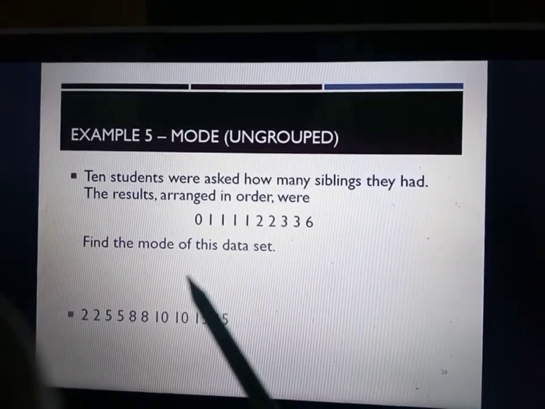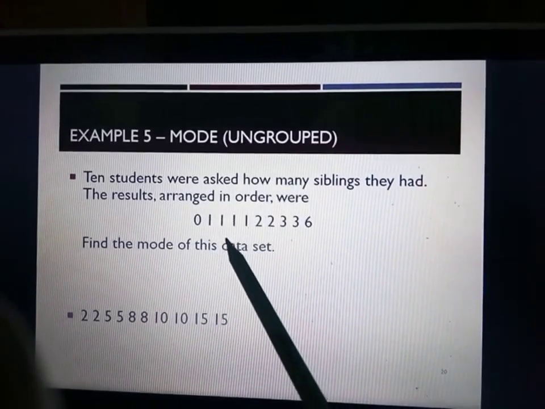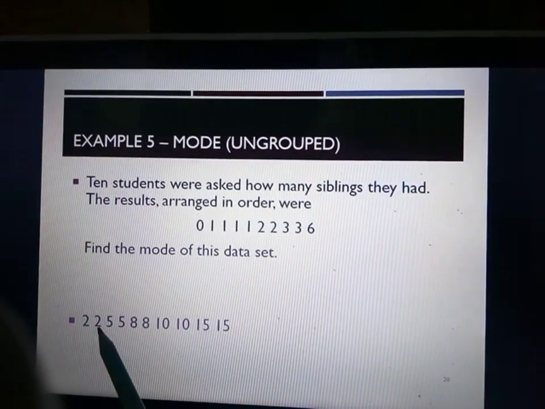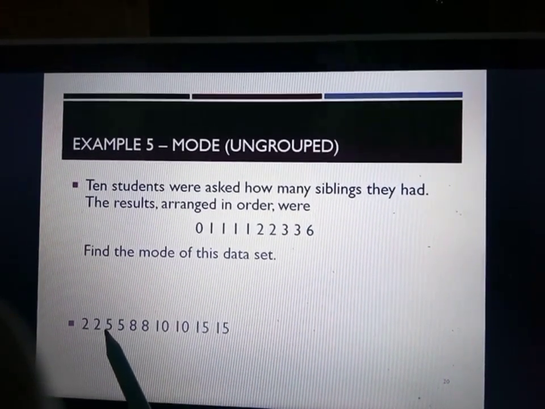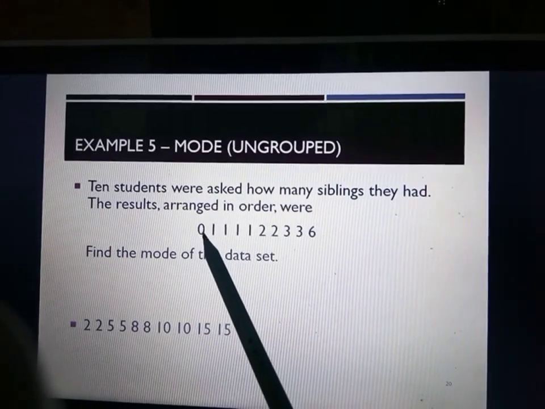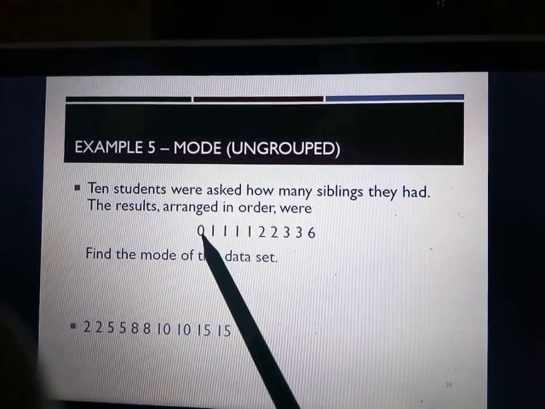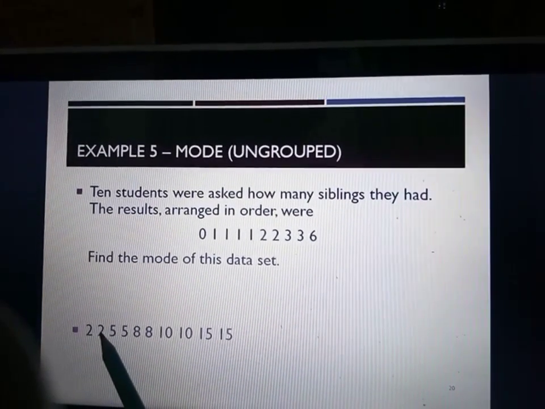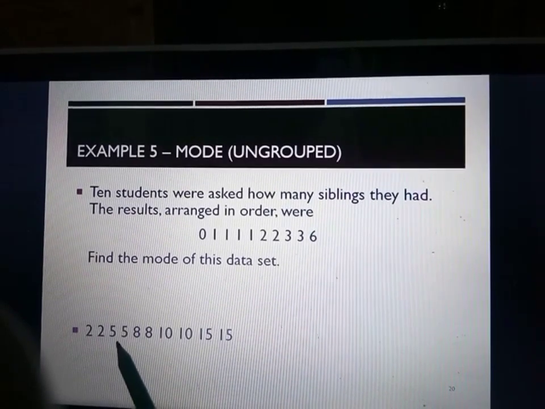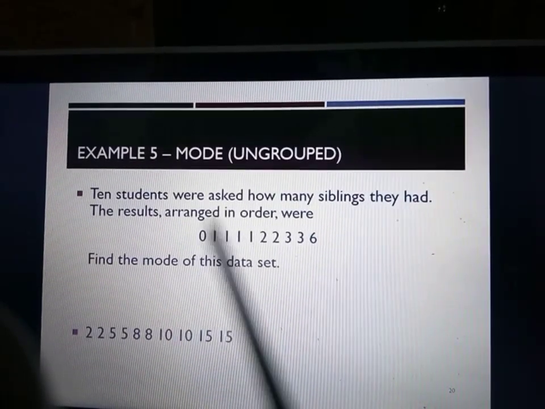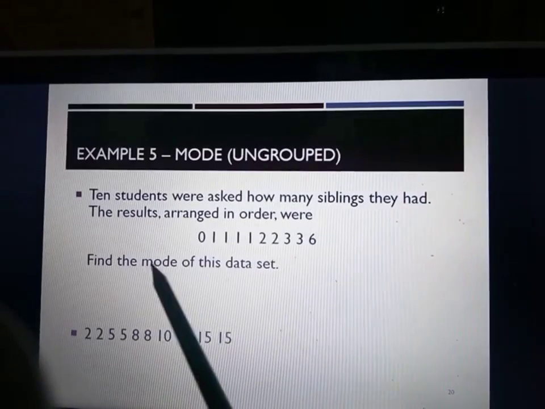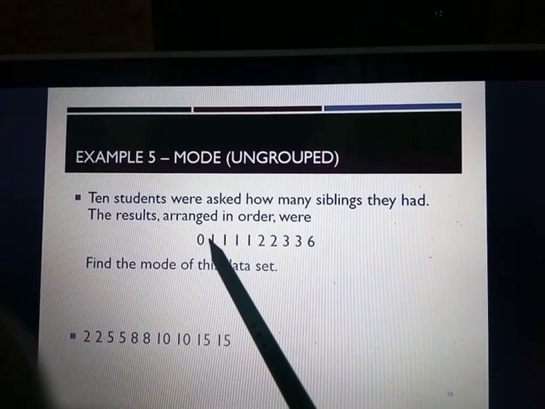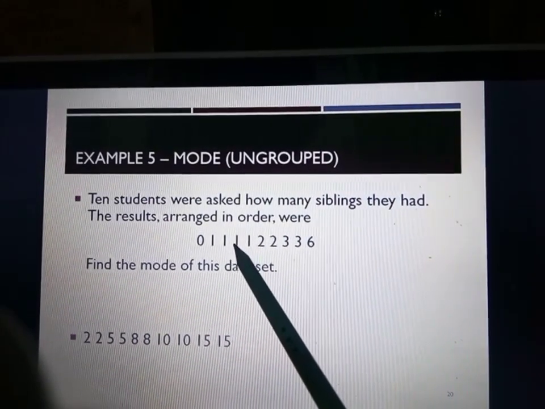Okay, now we arrange the data in order. So we will have something like this: 2, 2, 5, 5, 8, 8. Now find the mode of this data. The mode of this data is 1 because number 1 appears the most.